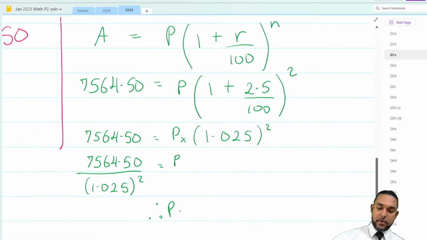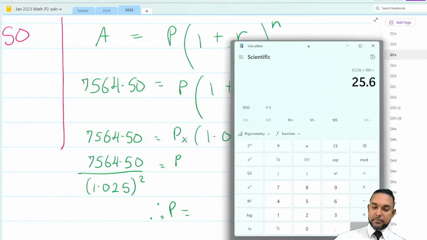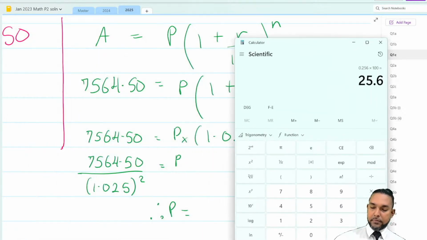Therefore, P is equal to, so again, calculate: 7564.5 divided by 1.025, squared. Yep, 7,200.